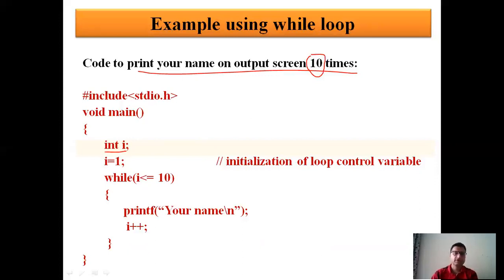So I have taken a variable i. Now what is this variable i? Basically this variable is going to control the loop. So it is a control variable or counter variable. This statement is basically the initialization of control variable. So I have initialized i with 1. Initially this i is 1, right? Now I have put this condition: while i is less than equals to 10.